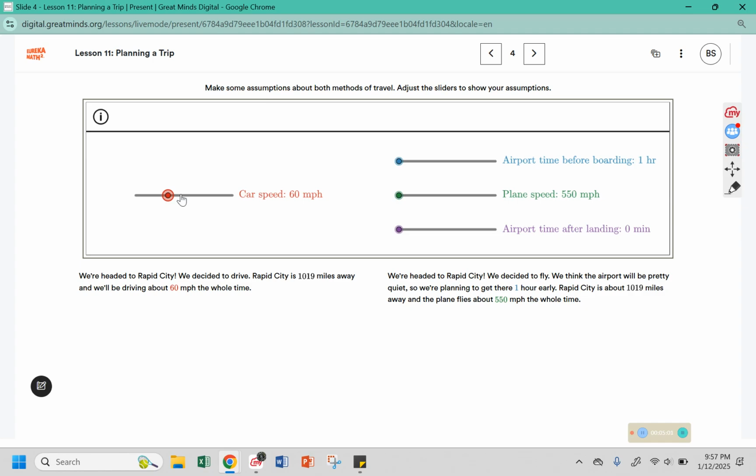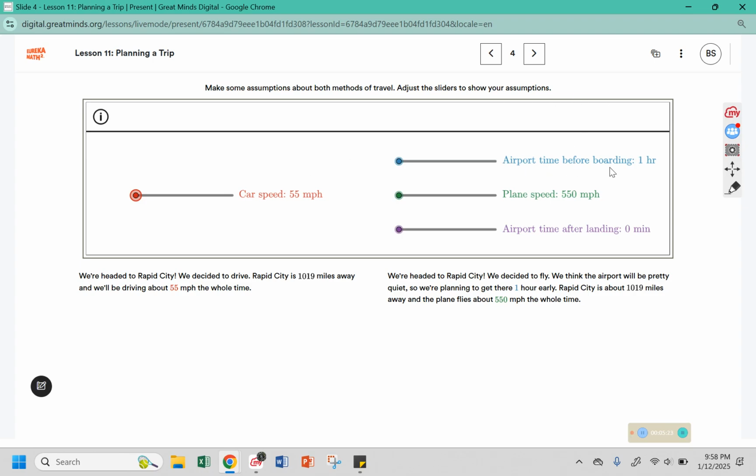But I also know that on small town roads, which I'm assuming we're going to pass through, it can go as low as 25 miles per hour. So I'm going to assume that the car is traveling at 55 miles per hour on average because it'll travel faster in some spots and slower in others. So I'm going to stick with 55.